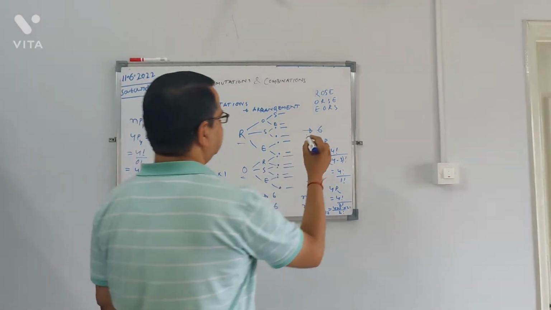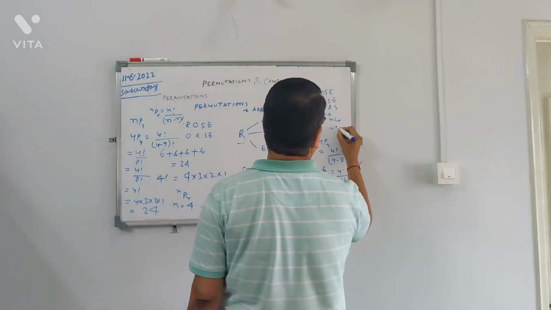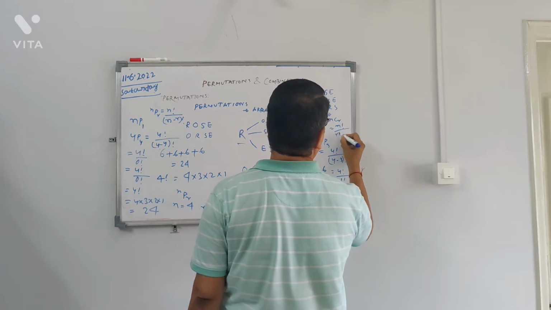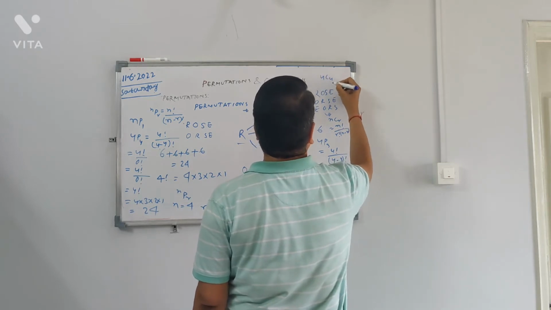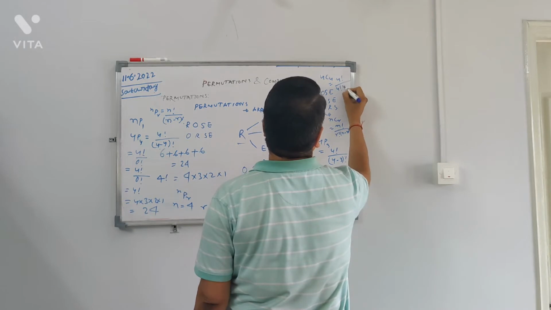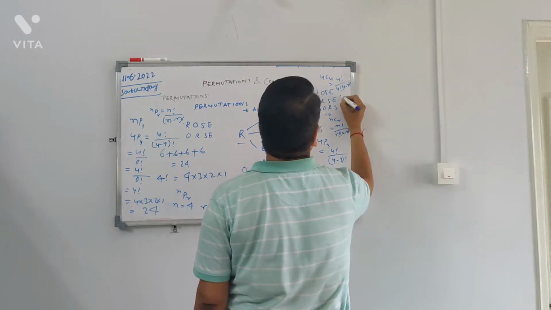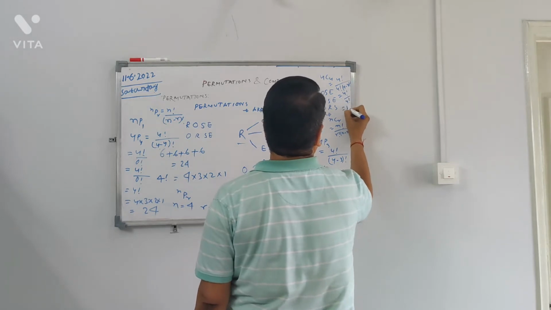So in this case, the combination formula will be nCr, which is n factorial divided by r factorial into n minus r factorial. So you take 4C4, okay? That will be 4 factorial divided by 4 factorial into 4 minus 4 factorial. So this becomes 4 factorial by 4 factorial. That means what? 1. One way.